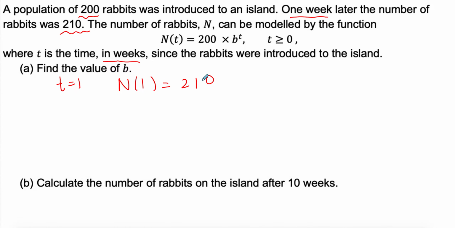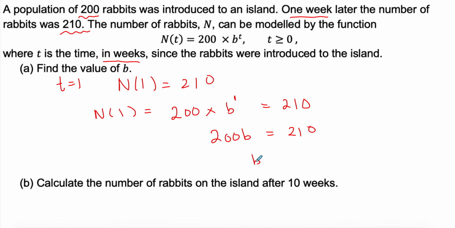So if you substitute 1, your answer should be 210. So we're going to have a substitution situation where if I substitute 1 here, it should give me 210. And so we can easily see that you can solve this. 1 would be a nice number because b to the power of 1 would just be b. So you'd have 200b is equal to 210, and so b is equal to 210 divided by 200, and that will give you 1.05. So your function is 200 times 1.05 to the power of t.